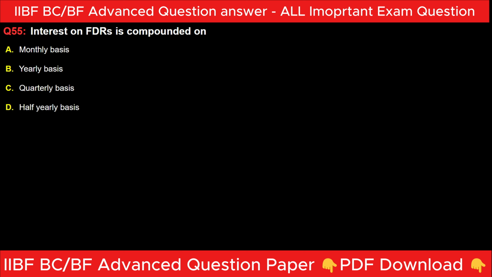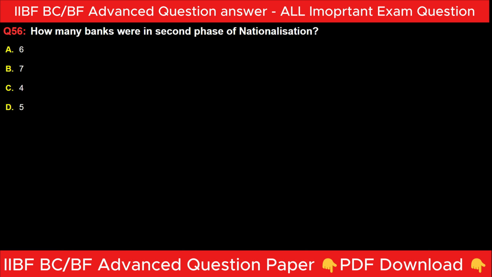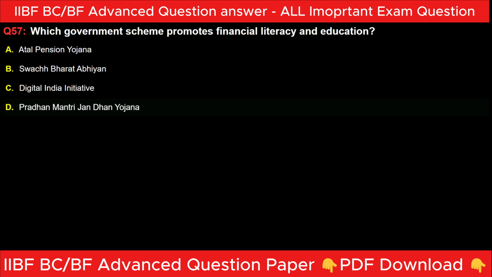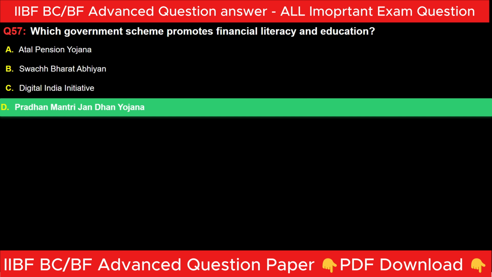Interest on FDRs is compounded on quarterly basis. How many banks were in second phase of nationalization? 6. Which government scheme promotes financial literacy and education? Pradhan Mantri Jan Dhan Yojana.